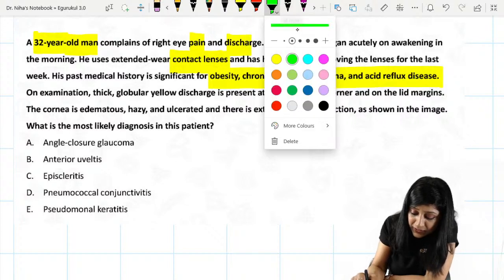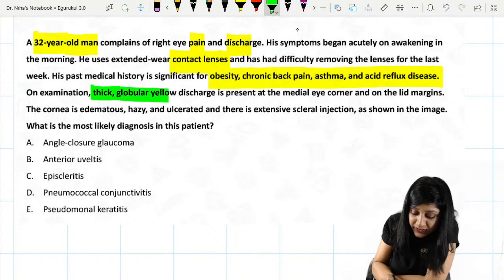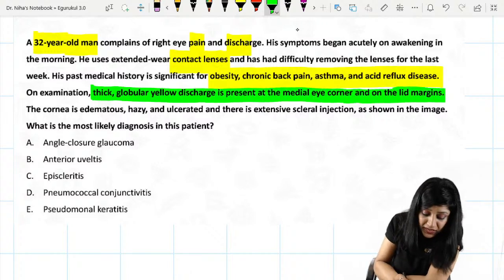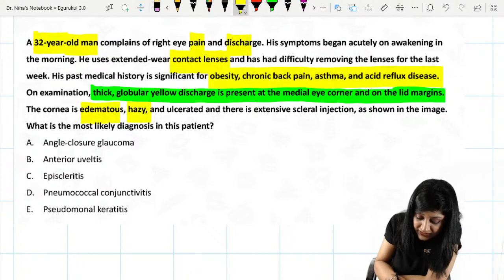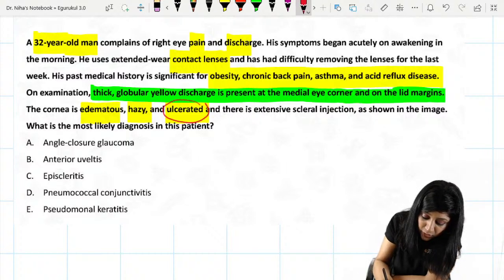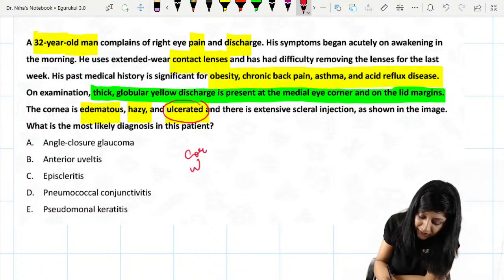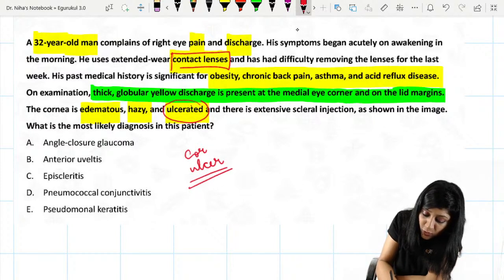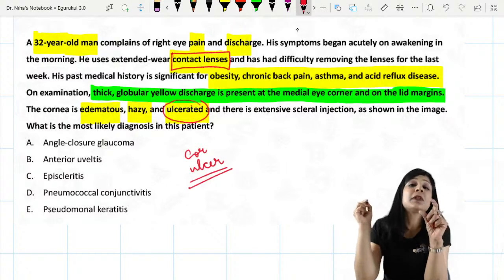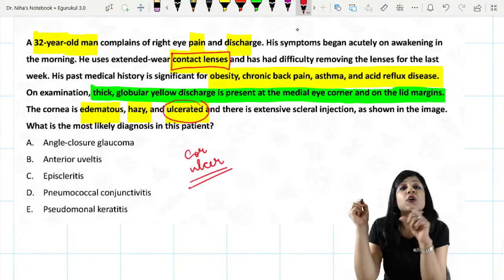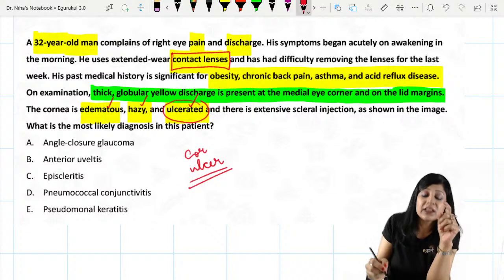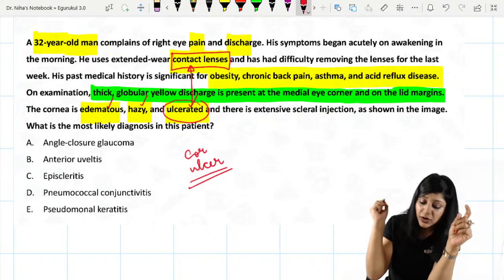Now on examination, thick globular discharge is present at the medial corner and the lid margins. Cornea is edematous, hazy, and ulcerated. So see, they are saying that there is a corneal ulcer. They have given this directly. So which corneal ulcer is related with contact lens use? This is how you will pick up the words for your diagnosis. They are telling us that we have edema, haziness and an ulcer. So, a corneal ulcer in a patient who is having contact lenses.